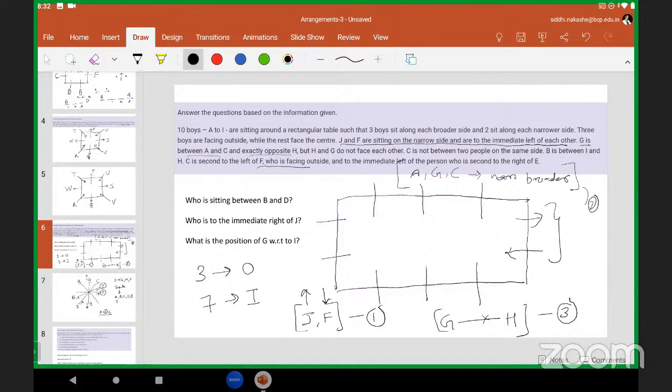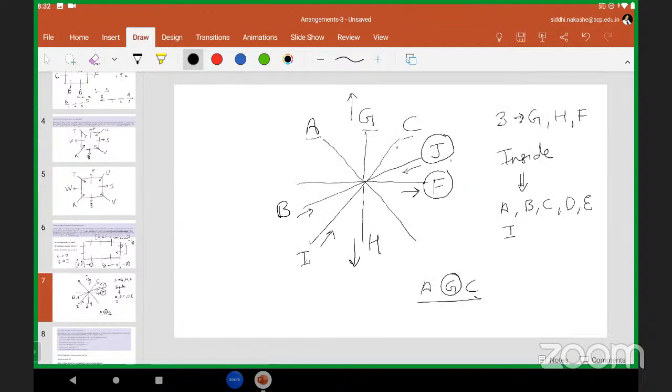C is second to the left of F, who is facing outside, and to the immediate left of the person who is sitting second to the right of E. So, second to the right of E. How can it take place? Second to the right of, just a minute. Sorry, my mistake.